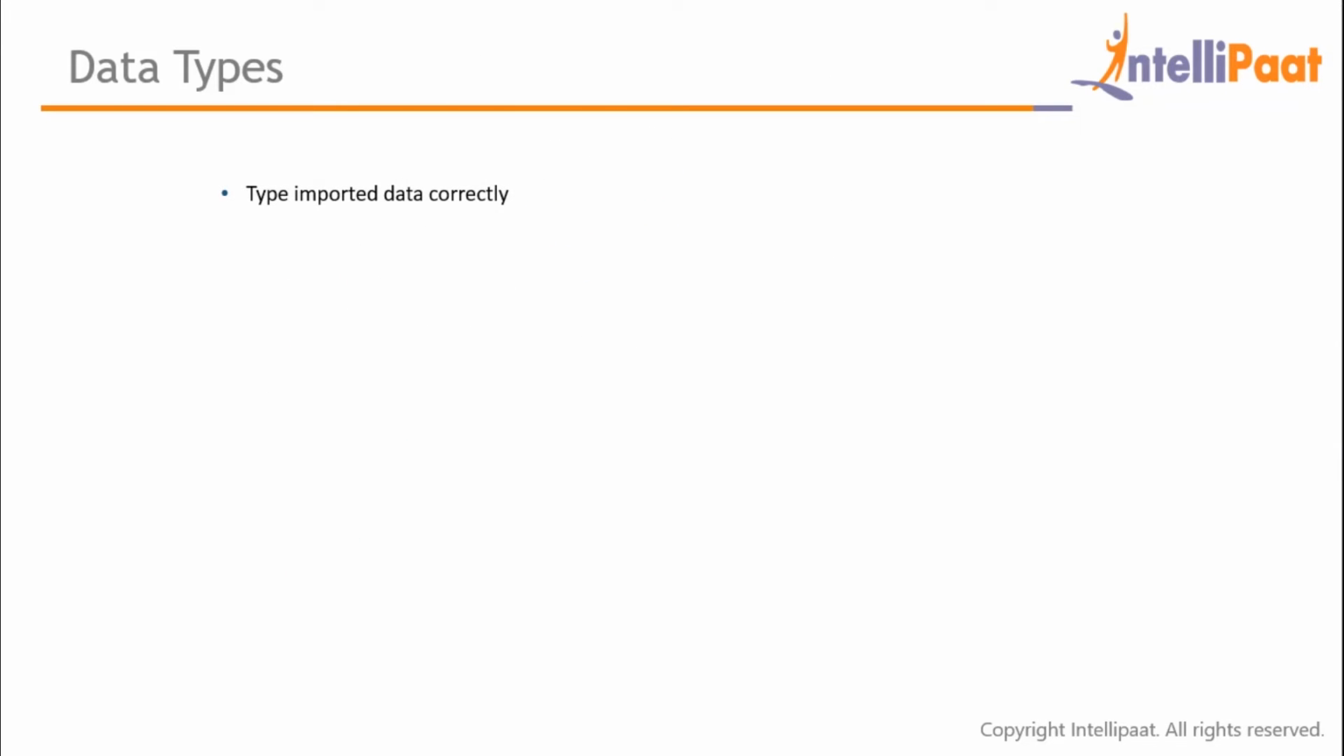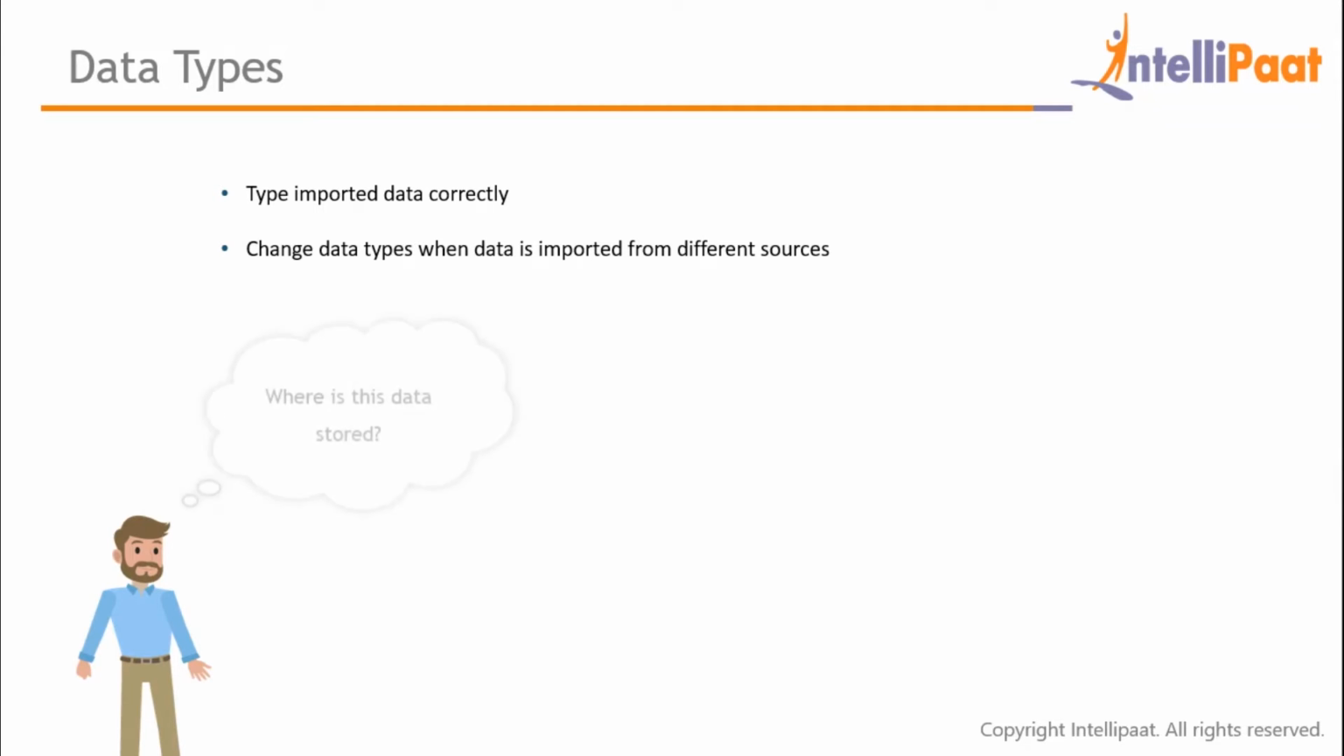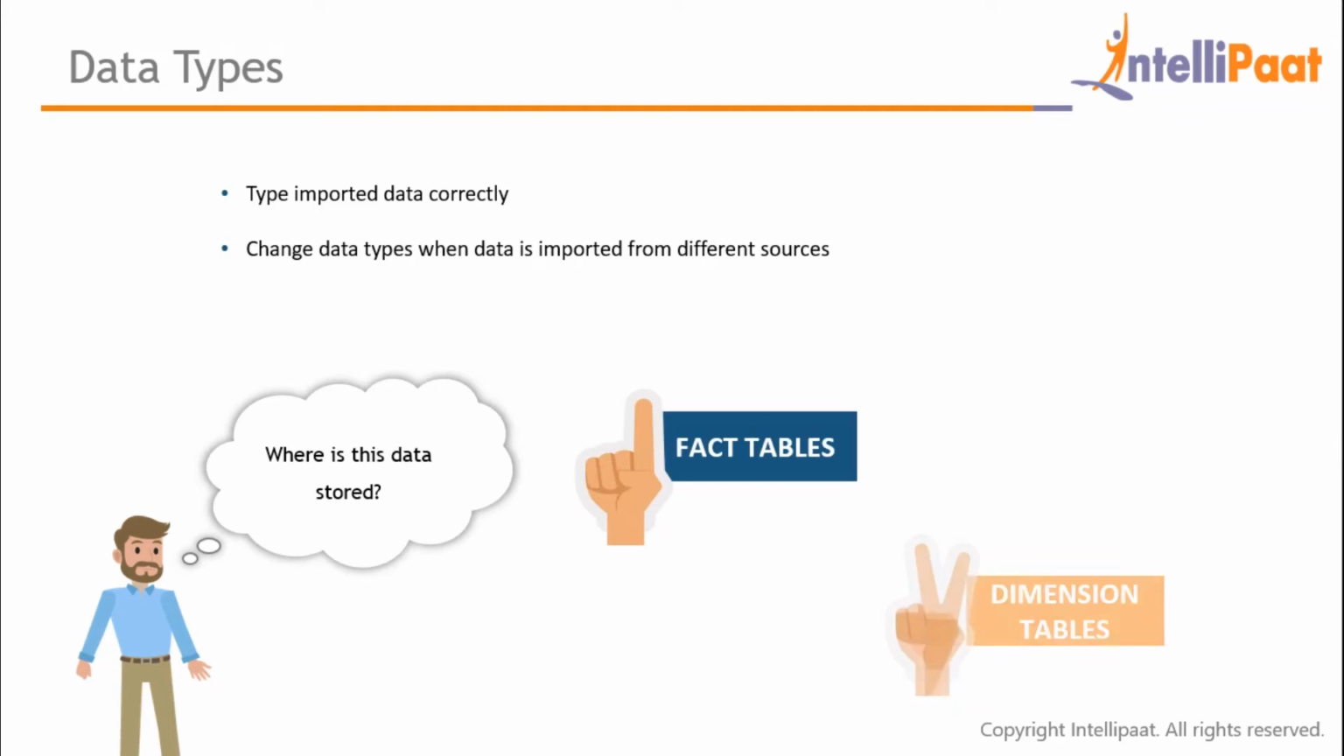The data that you import from other sources needs to be typed correctly in the first place. Plus, you might also have to change the data types as different sources may have different data types. Now, a major question arises. Where is this data stored? In Power BI, data is mostly stored in fact tables and dimension tables. A fact table holds the data to be analyzed, and a dimension table stores data about the ways in which the data in the fact table can be analyzed.